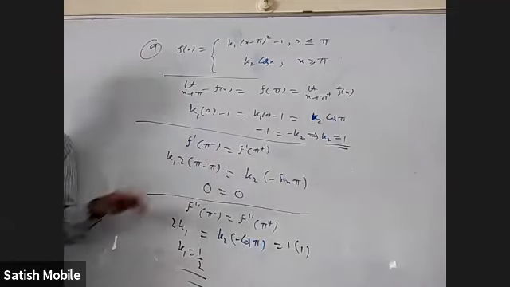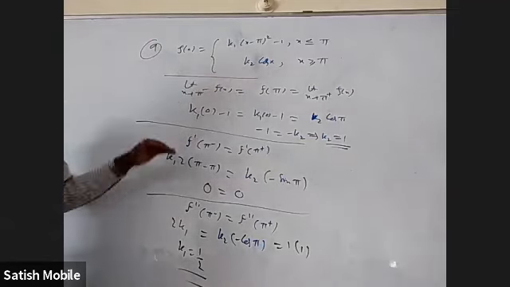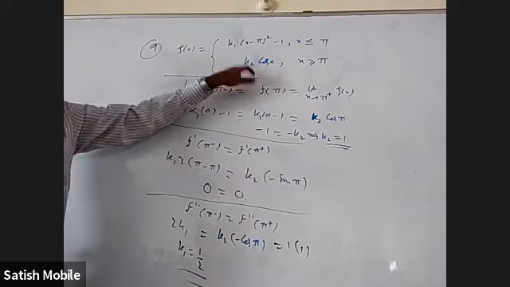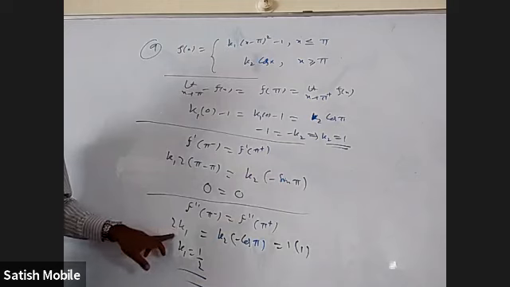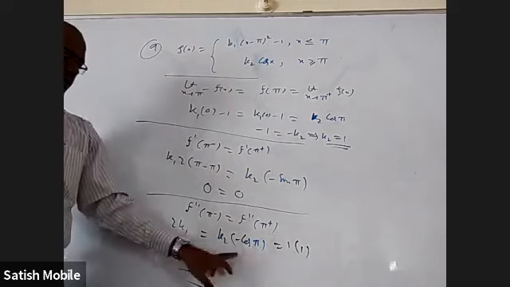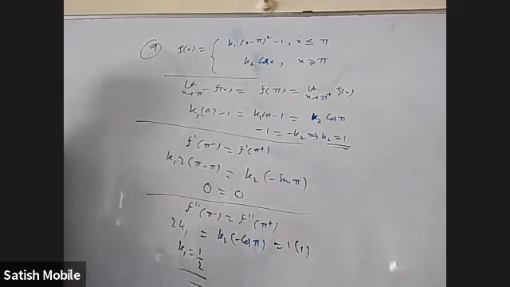Somebody may not be clear. I differentiated this and then substituted pi, that is this. I differentiate this, then substituted pi, that is this step. I differentiated twice and substituted pi, that is this one.